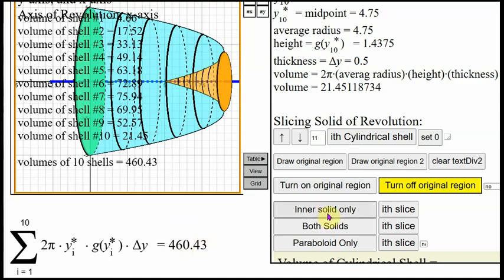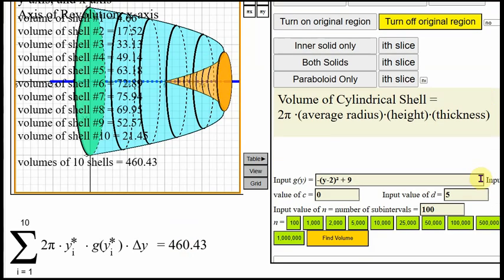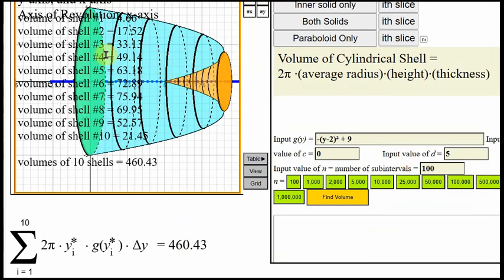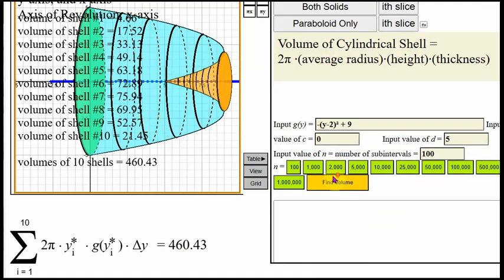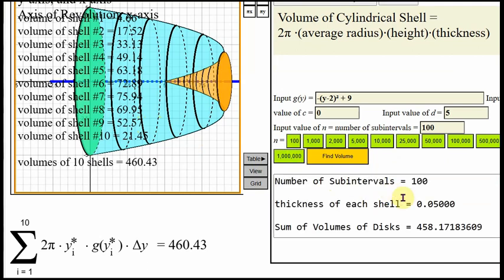And then if we want a better approximation, then we need to increase the number of cylindrical shells, meaning we need to divide this solid right here into more shells. So let's say instead of 10 shells, we divide it into 100 shells, then the thickness of each shell is going to be 0.05. And then we'll go through and add the volumes of the 100 shells.